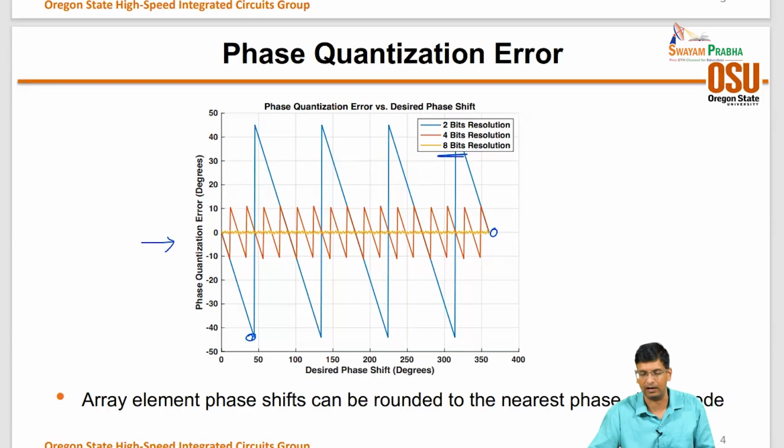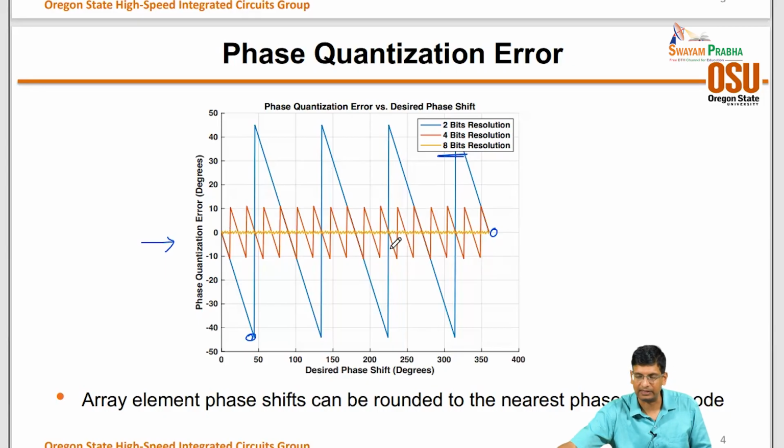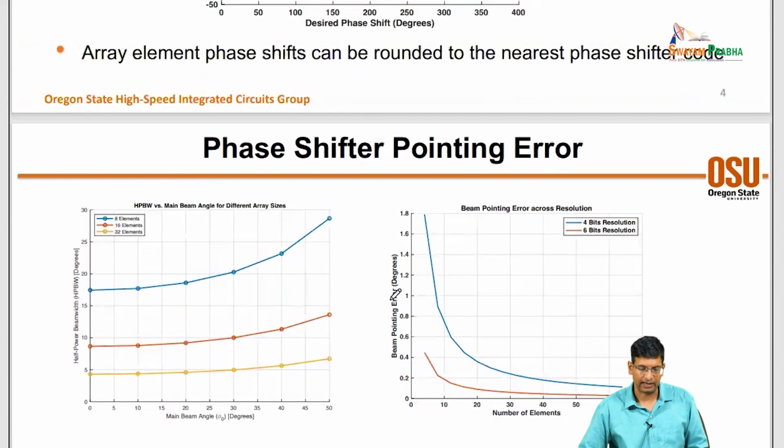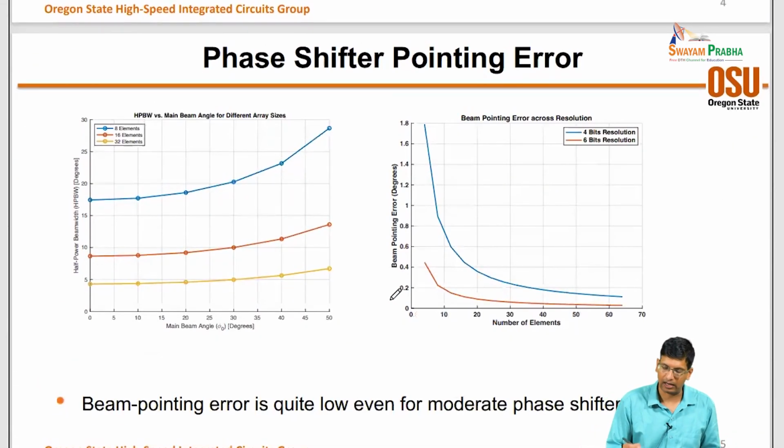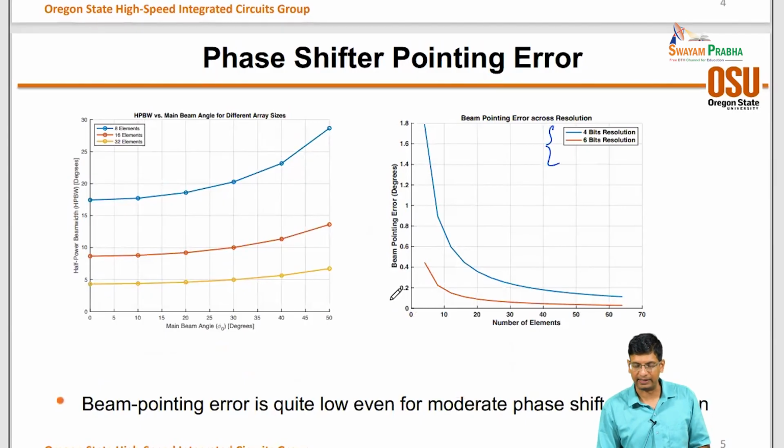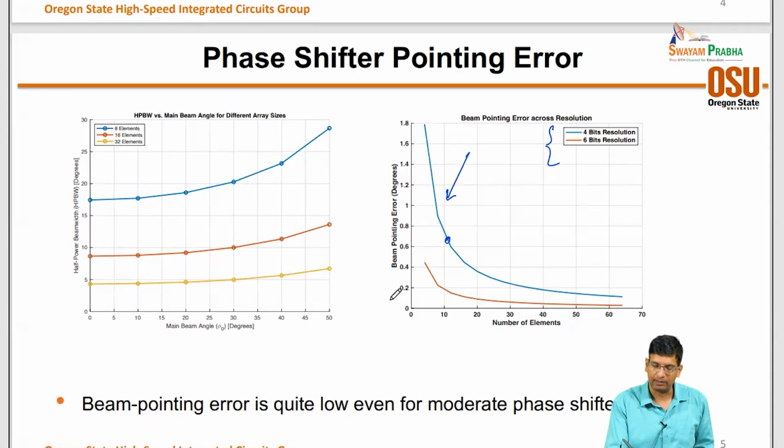So you can see that basically the error in theta keeps reducing as you increase the number of bits, and then you can use that theta resolution that you have and apply that for arrays of different number of elements. So shown here is a 4-bit and a 6-bit resolution, right? And this is the beam pointing error that you get. So you can see that for a 4-bit resolution, the beam pointing error even for a pretty small array is only 1.8 degrees, right?